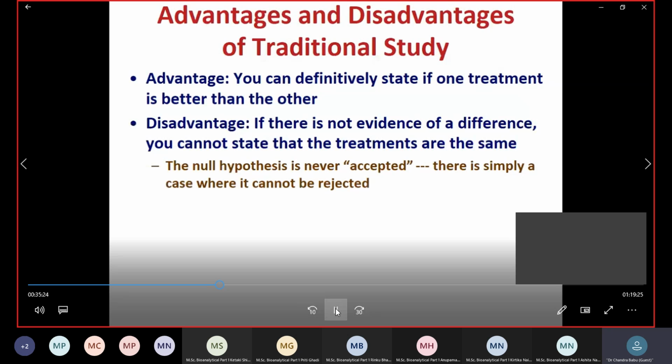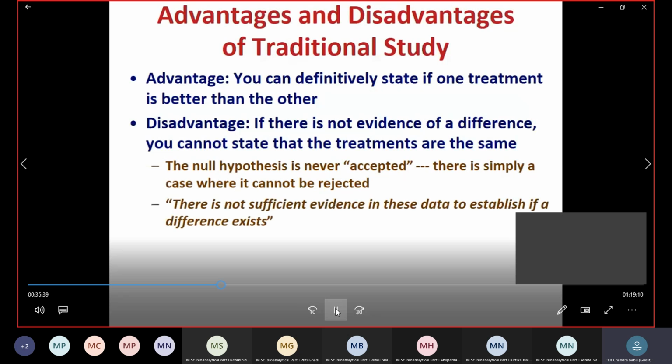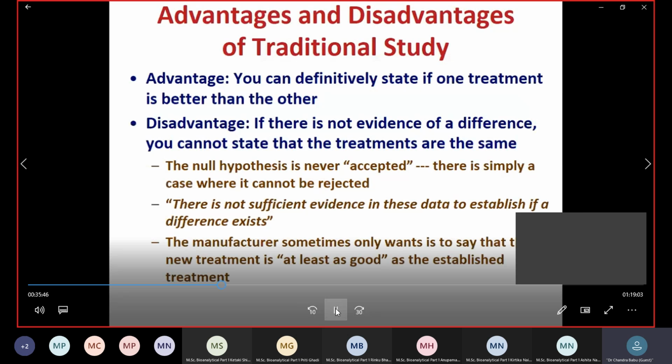The null hypothesis is never accepted. When anybody gives a lecture and says the same thing like 20 times, that's because they think it's really important. It's simply a case where you fail to reject it and you end up making a statement that there's not sufficient evidence in these data to establish that a difference exists. But the manufacturer sometimes only wants to say that the new treatment is as good.